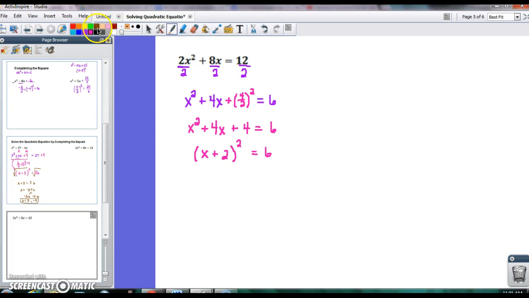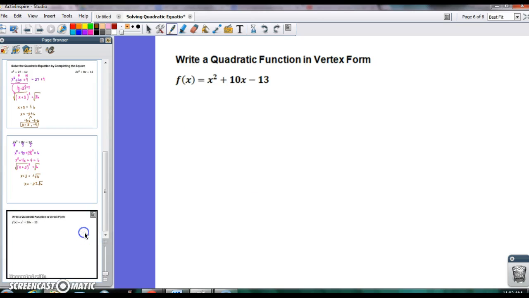Okay, take the square root of both sides. When I take the square root of a binomial squared, I just get back that binomial. I have to take plus or minus on the other side, and I'm going to subtract 2 from both sides. And I end up with negative 2 plus or minus the square root of 6. Take a minute if you need to, and then you can pick up again.